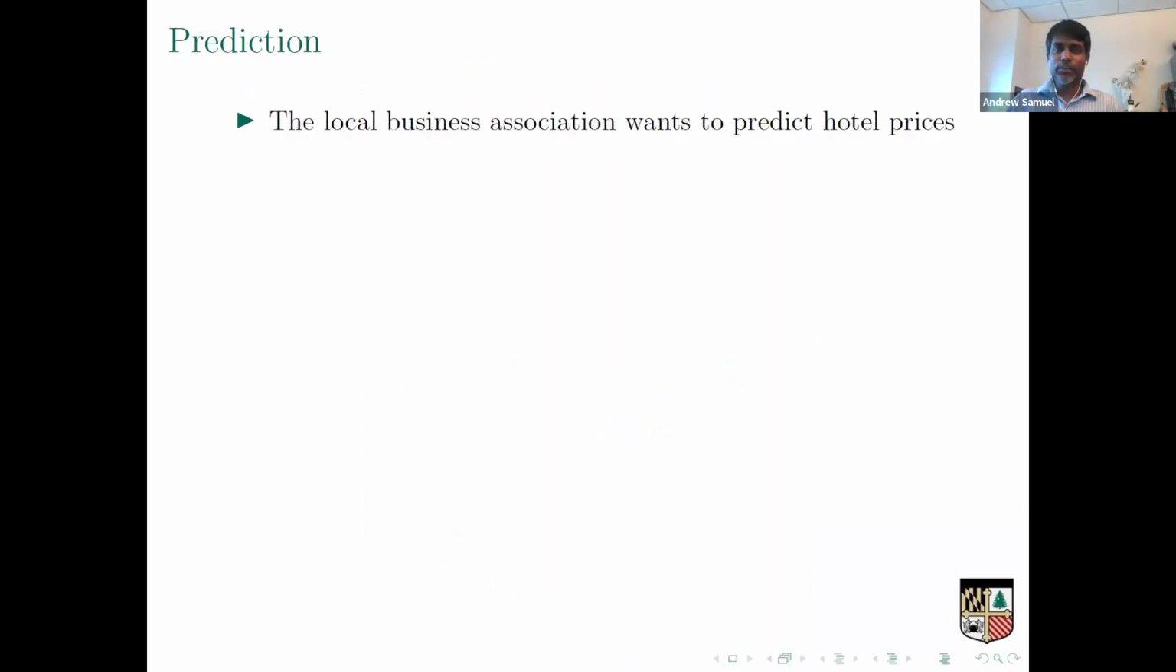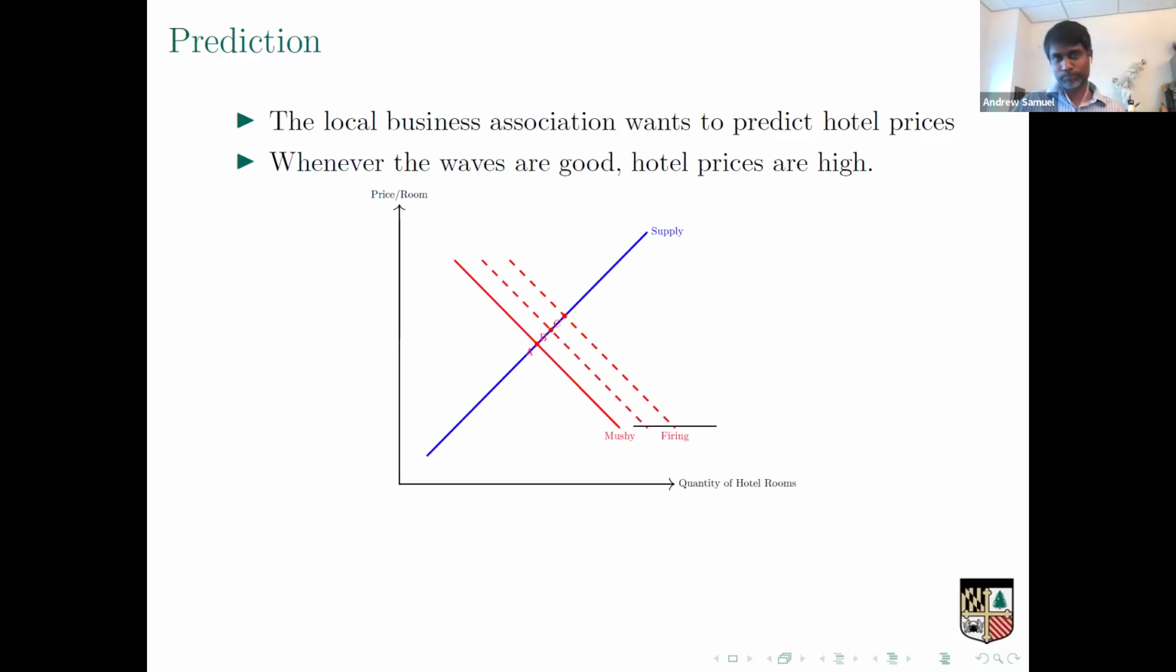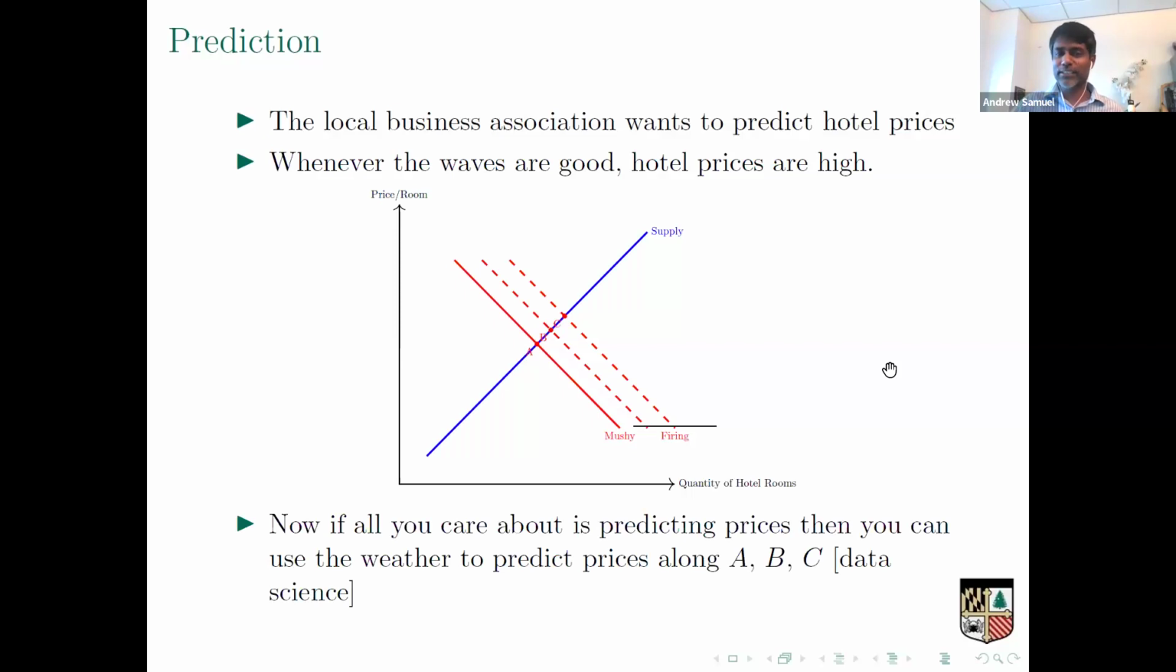Okay, so the local business association wants to predict hotel prices. Whenever the waves are good, hotel prices are high because there's a lot of people showing up. And when the waves are mushy, the demand is low. So if you're trying to predict prices, all you care about are these points A, B, and C where demand and supply intersect, right? You want to just look at good weather days. Lots of people will show up to the beach. That's going to help you predict what the prices are going to be. You don't need much else.